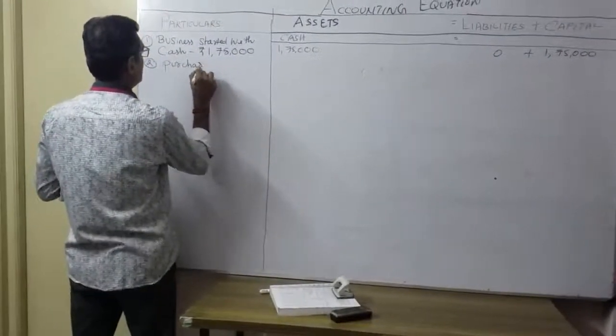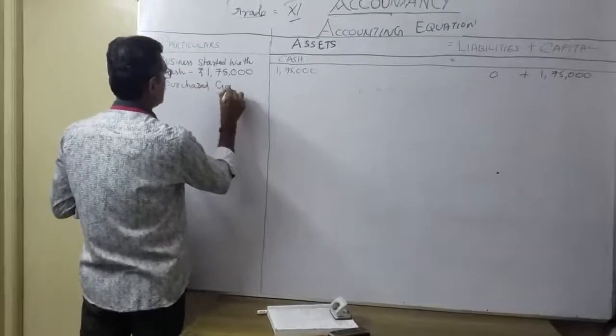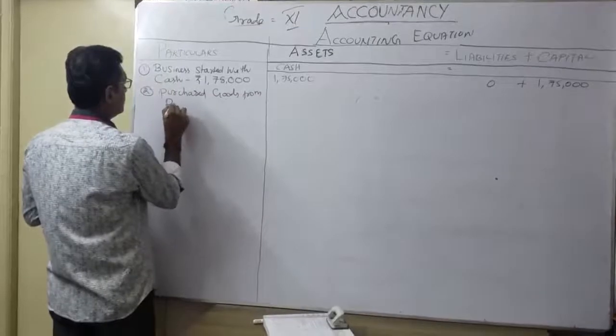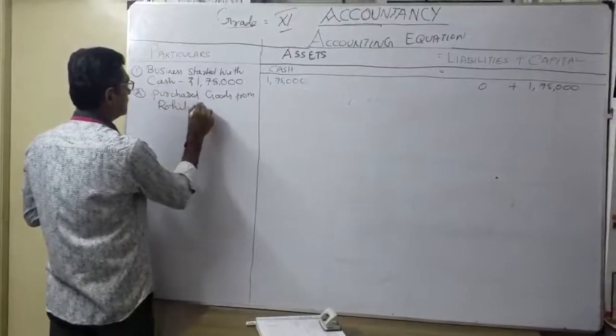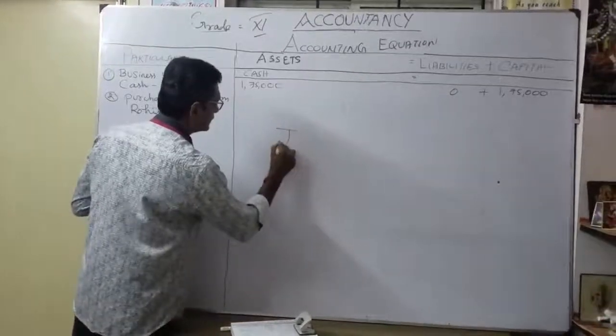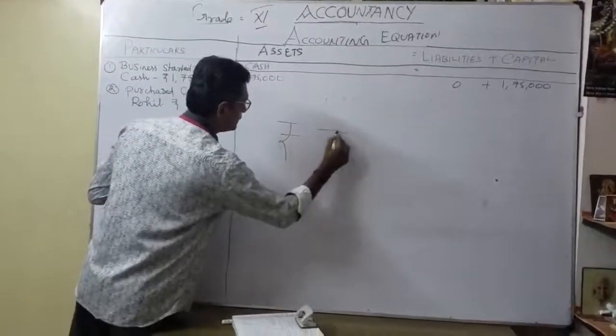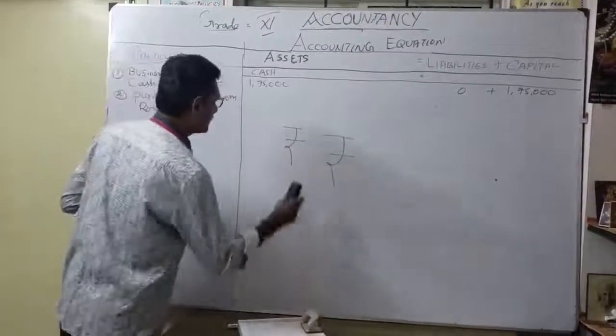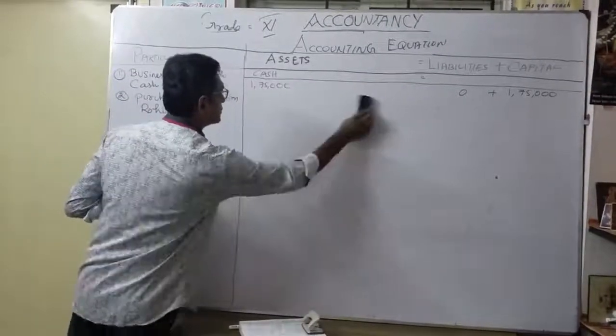Purchased goods from Rohit. Okay, how much? See, these rupees, you want to write like this, like Indira, understood? Put like this, then plus. Don't write rupees RS. Okay, so that's what you want to know, how to write that.